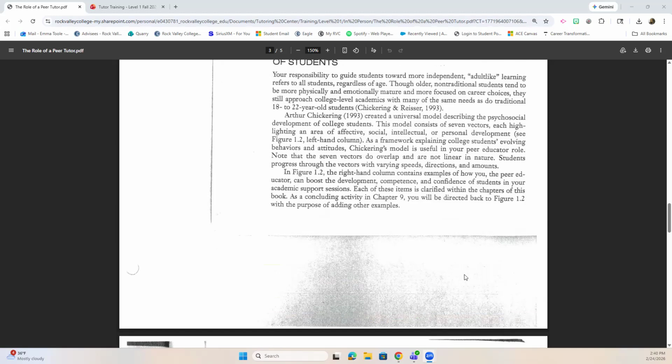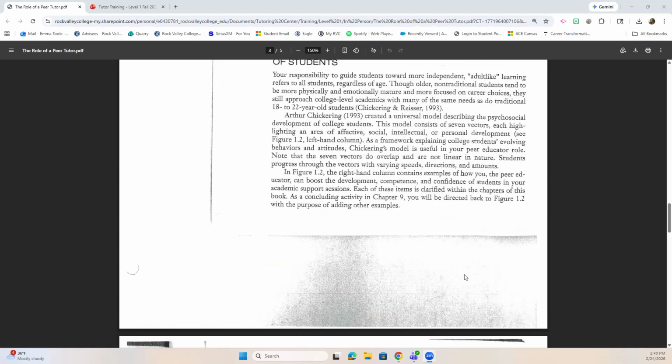Note that the 7 vectors do overlap and are not linear in nature. Students progress through the vectors with varying speeds, directions, and amounts. In Figure 1.2, the right-hand column contains examples of how you, the peer educator, can boost the development, competence, and confidence of students in your academic support sessions. Each of these items is clarified within the chapters of this book.